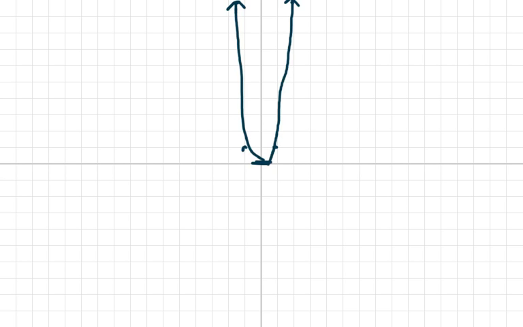The domain is all real numbers. The range is y is greater than or equal to 0. What else do we have to answer? Okay, zeros. We have a 0 at (0, 0).